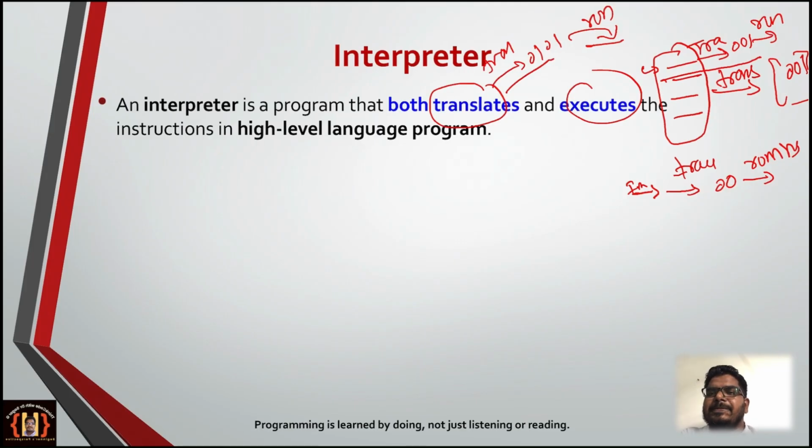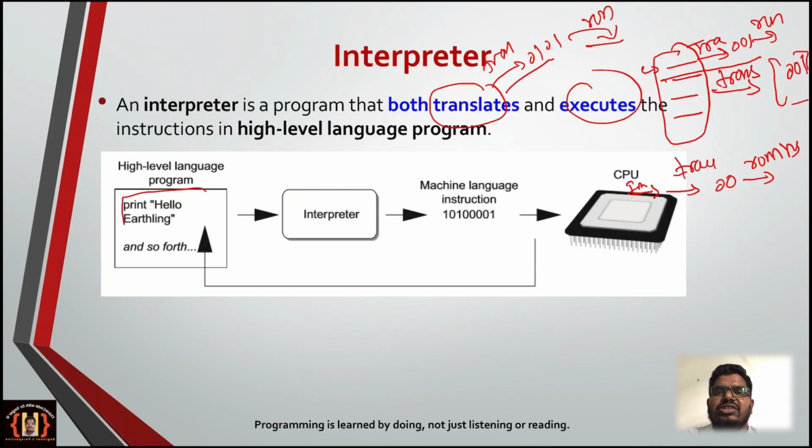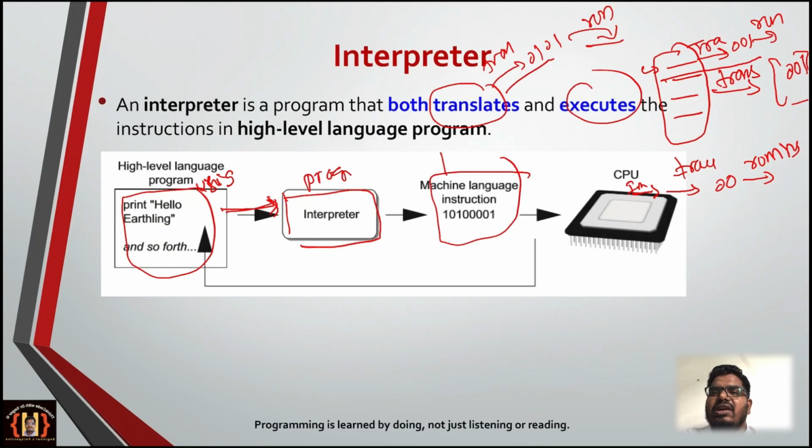You can see here, let us say this is your high level program, and it is given to the interpreter. The interpreter is also a program. This is a user written program that we are writing, and the interpreter is an already predefined program, a software application that has already been written. You give your program to this interpreter, and it converts it into machine level language. We call this translation. After translation to machine level language, it runs on the CPU immediately.